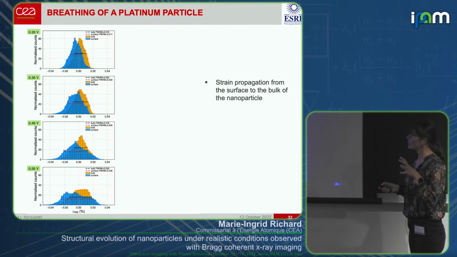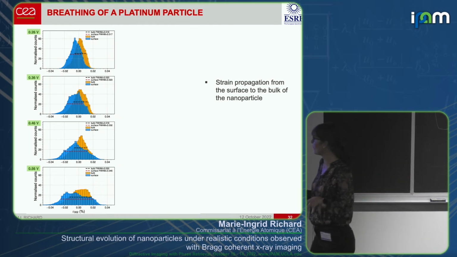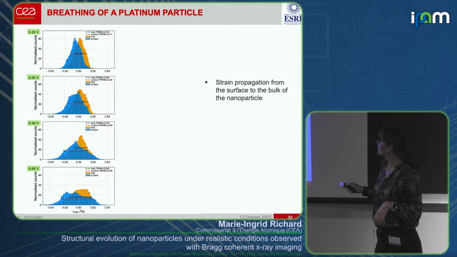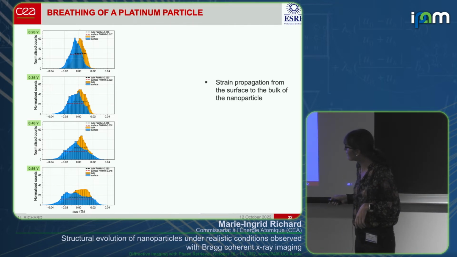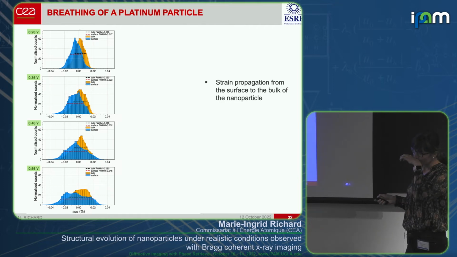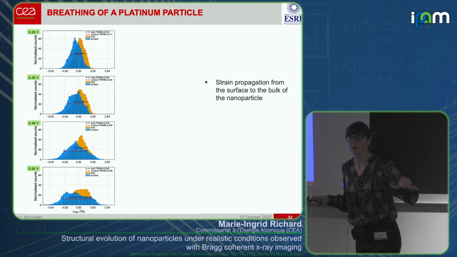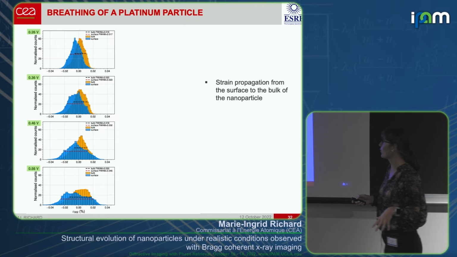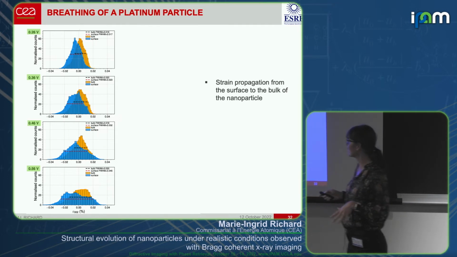So we wanted to look at how the strain in the bulk and at the surface evolves during the reaction as a function of potential. What we observe is that for the bulk, here in orange, we have some change in the histogram of the strain. They were not expecting that, during electrochemistry in the double layer region, the strain can propagate from the surface to the bulk of a nanoparticle. And for the surface, yes, we have some large changes.